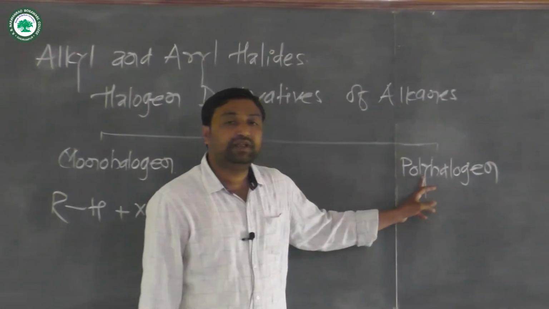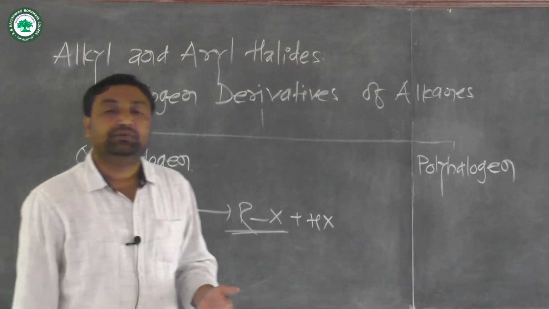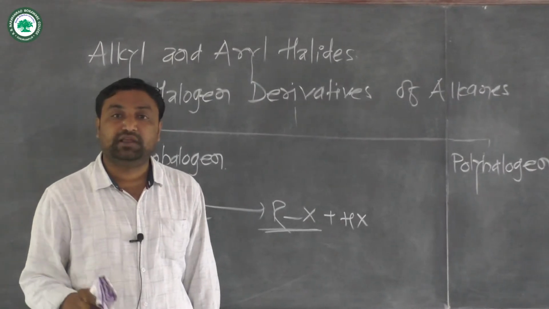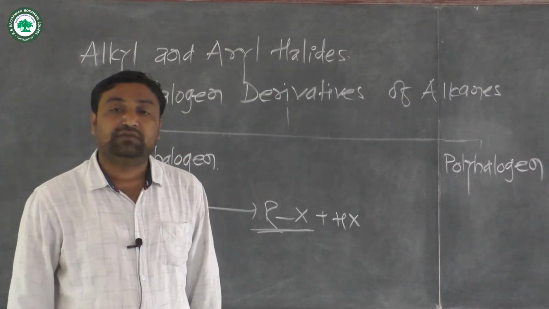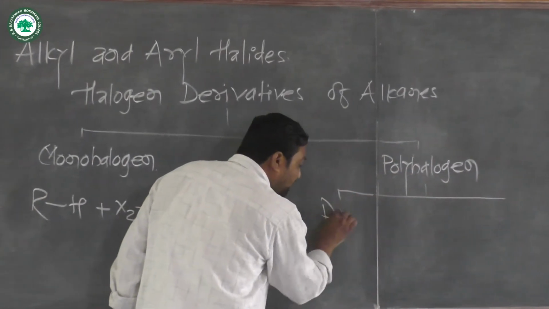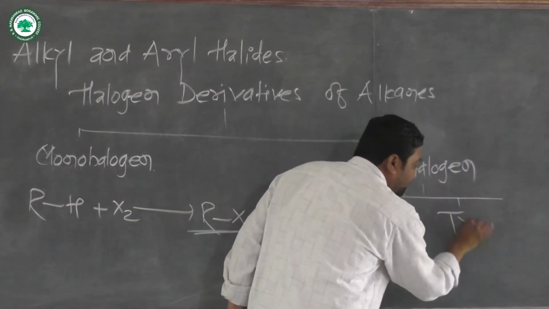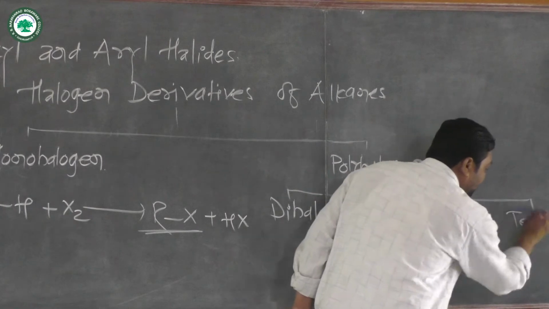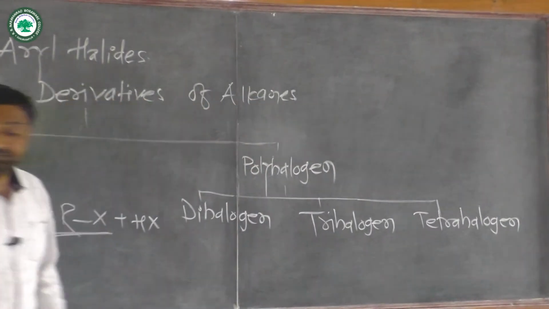Now, these polyhalogen derivatives of alkane are also categorized as dihalogen derivatives, trihalogen derivatives and tetrahalogen derivatives, depending upon the number of hydrogen atoms replaced from the alkane by halogen atoms, giving dihalogen, trihalogen and tetrahalogen derivatives of alkane.